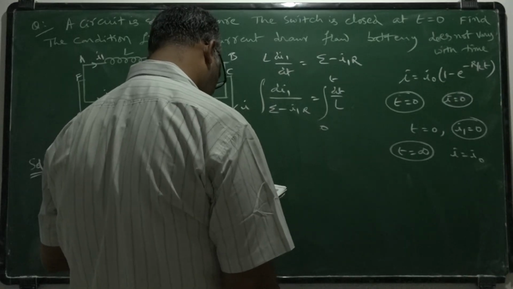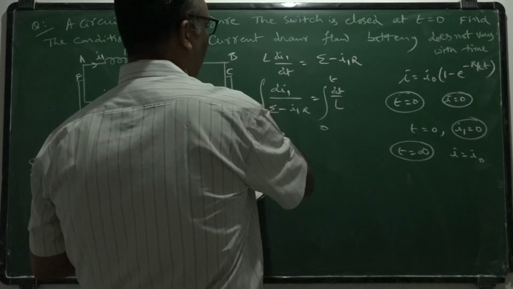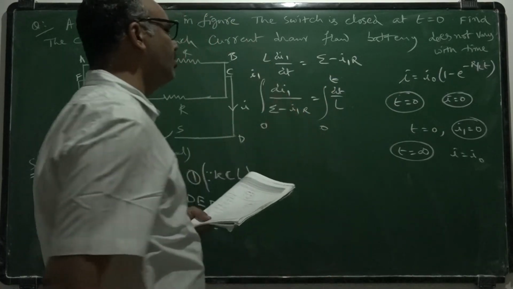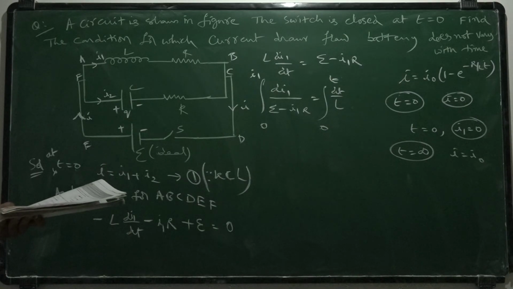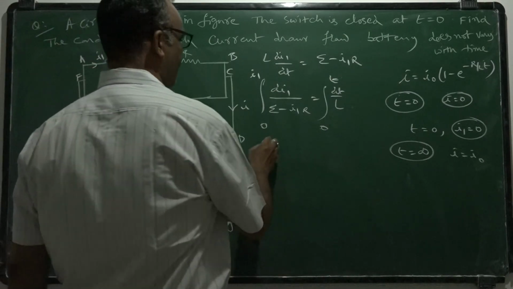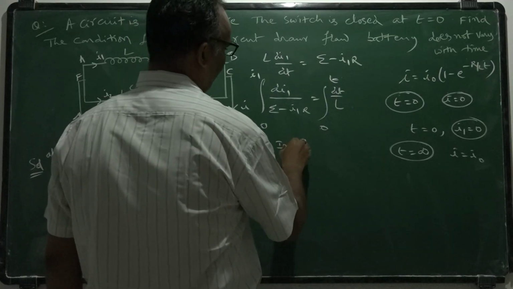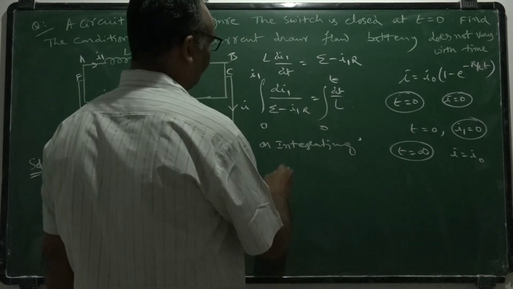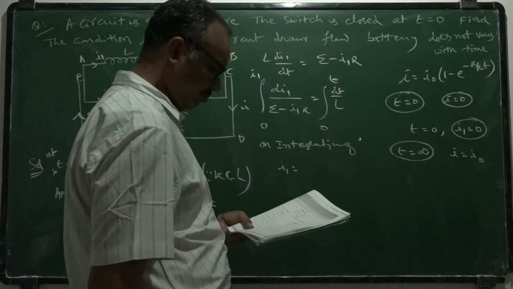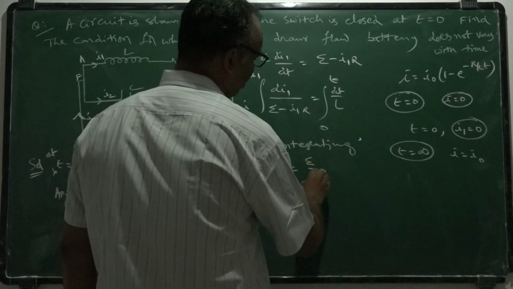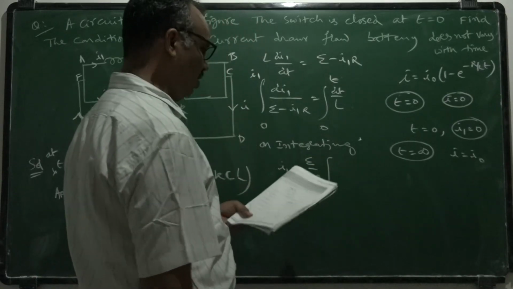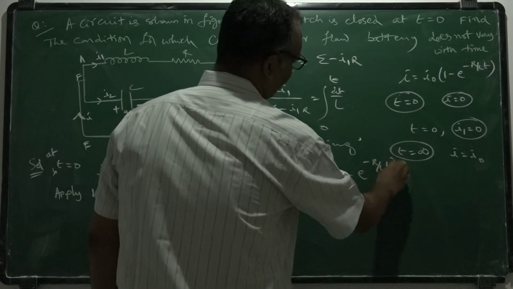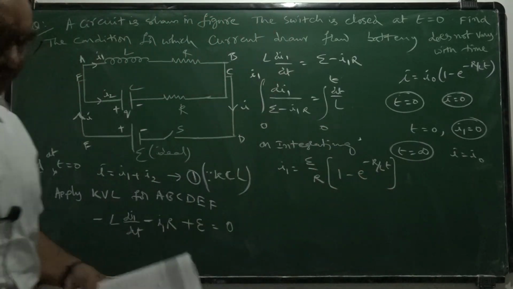After any time t, the current value is I1. On integrating the above, you will get I1 value as E by R into 1 minus e power minus R by L into t. E by R is the maximum current that can pass through. This can be done very easily. Already we discussed this 2 or 3 times.